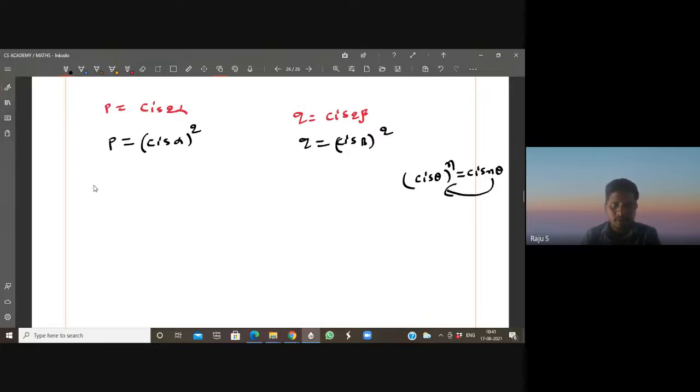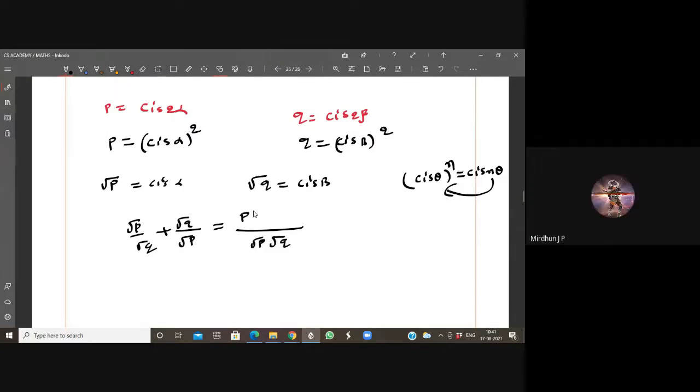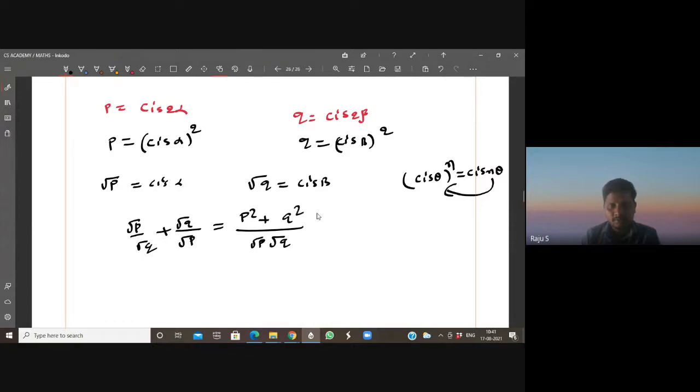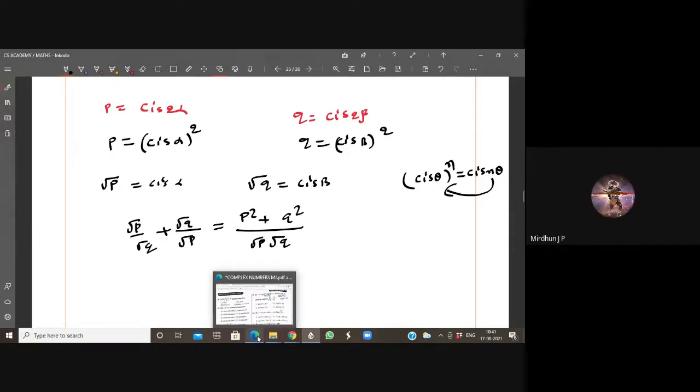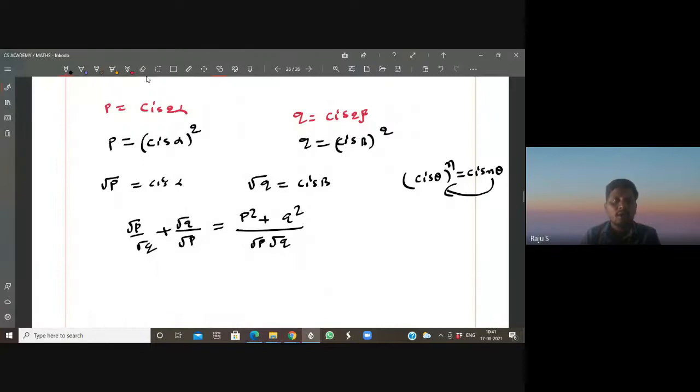Right. Now, what is root P then? Cis alpha. What is root Q? Cis beta. Yes or no? Now the question is root P by root Q plus root Q by root P. Now you can take LCM. Root P root Q is the LCM. So numerator is P plus Q, and the denominator is root P root Q.